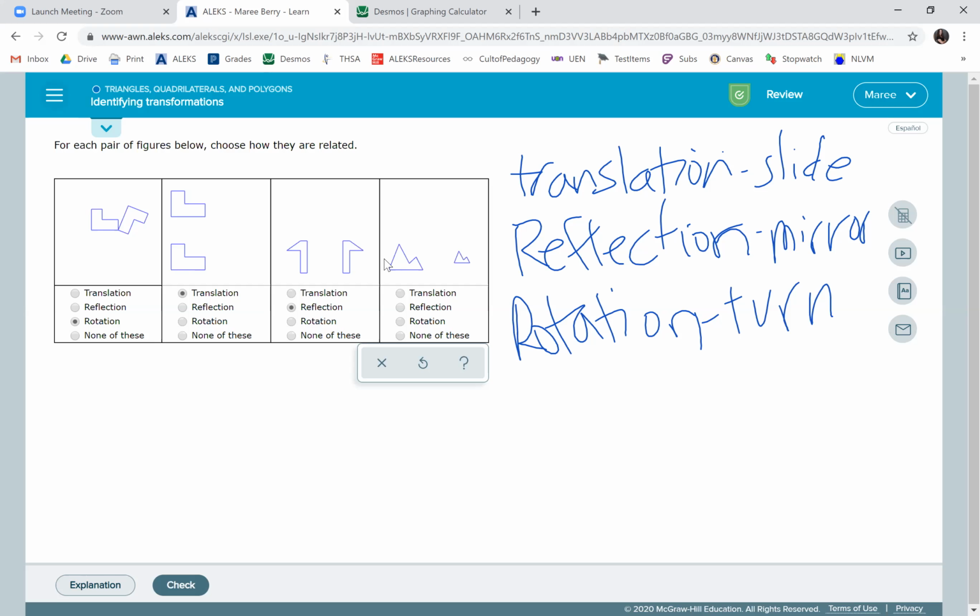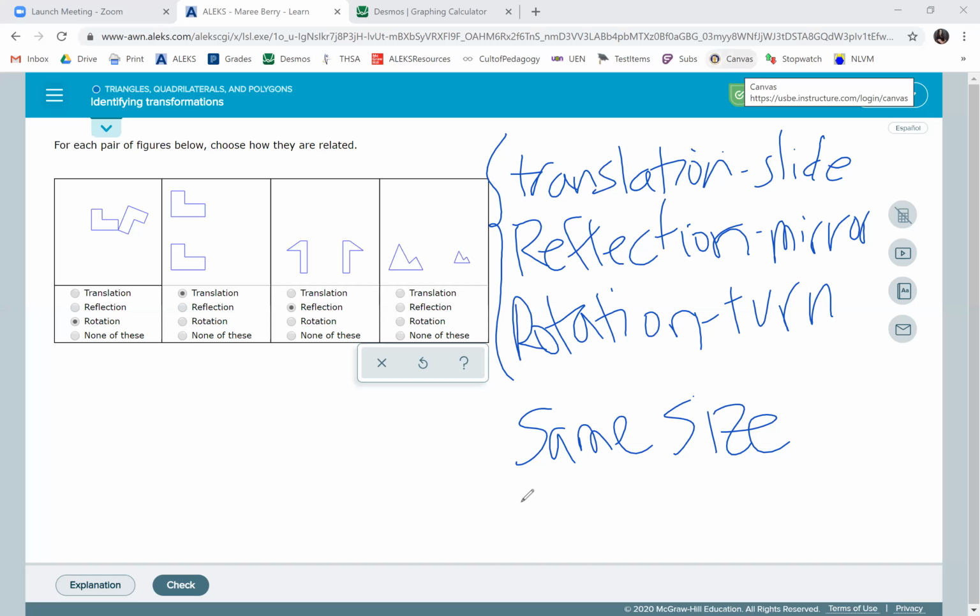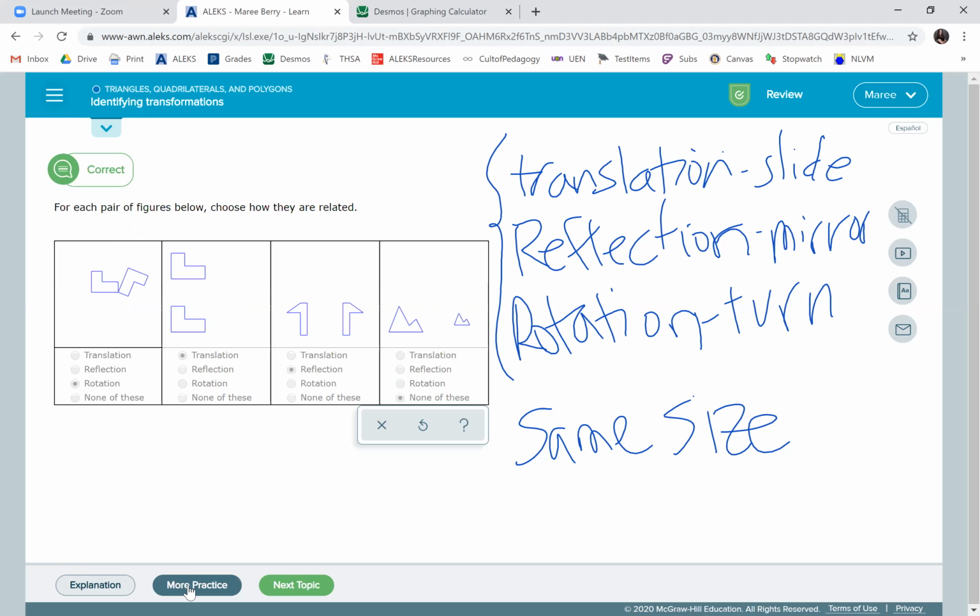These are not the same size. So that's something that we need to understand. For all three of these, they remain the same size. So if size changes at all, then we're going to put none of these. So this one got smaller. So it's not going to be any of those.